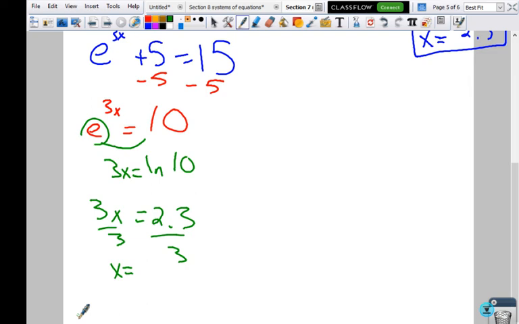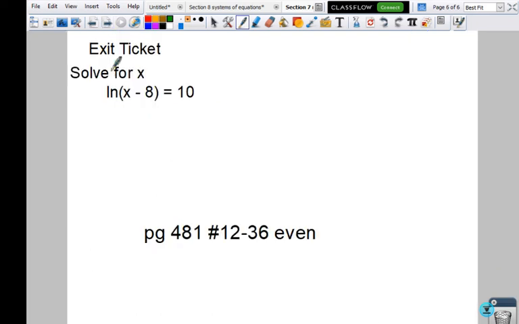0.76, or 0.76 repeating. That's what I got. Alright, that's it. So do your exit ticket if you haven't yet. Actually, let's get started on the exit ticket first.